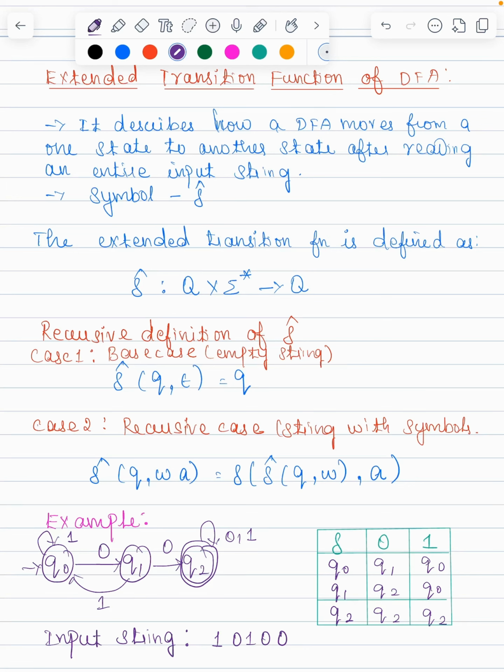So far we have seen the transition function of the DFA. A transition function means we use the symbol delta, and for the extended transition we are going to use a new symbol, which is called delta cap.